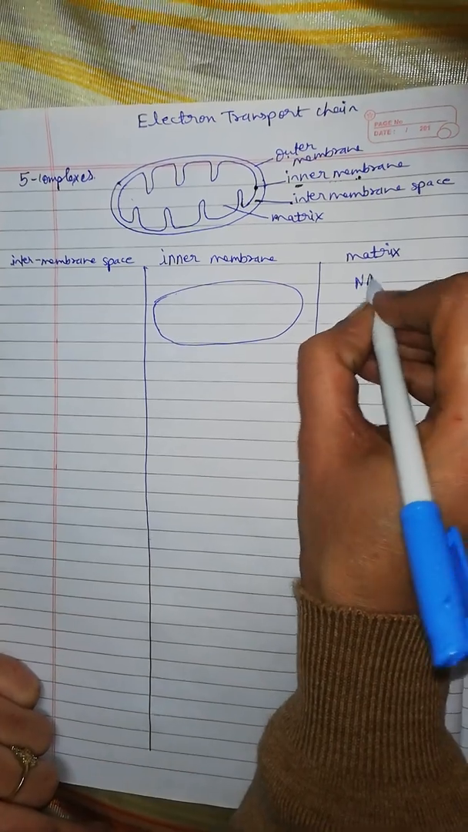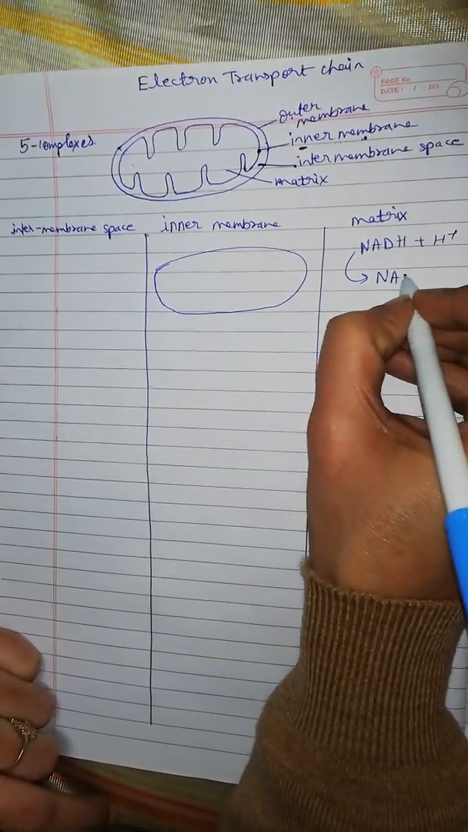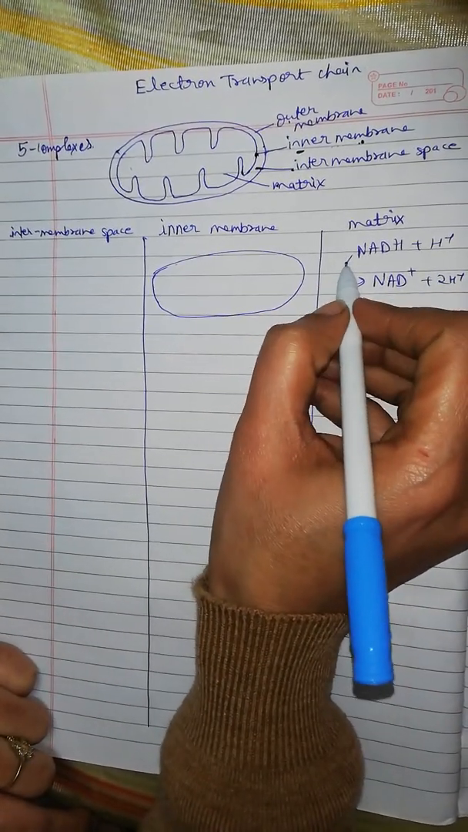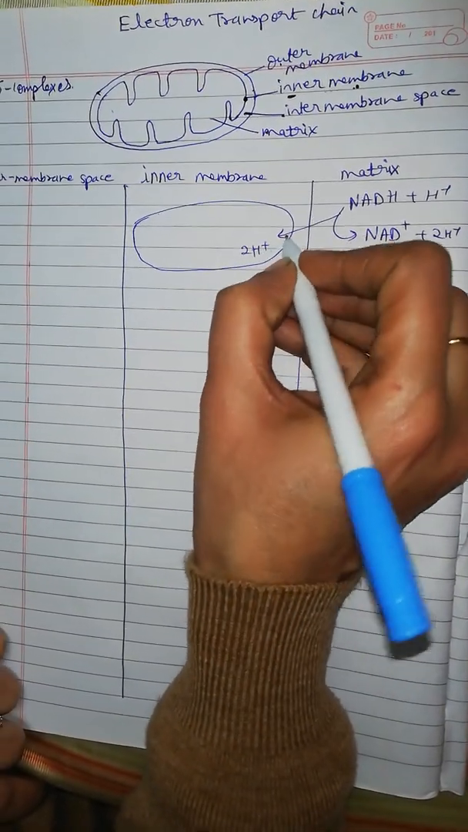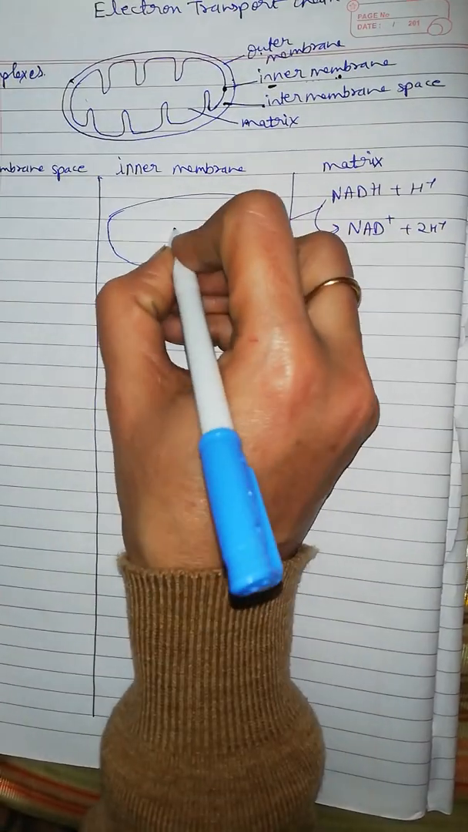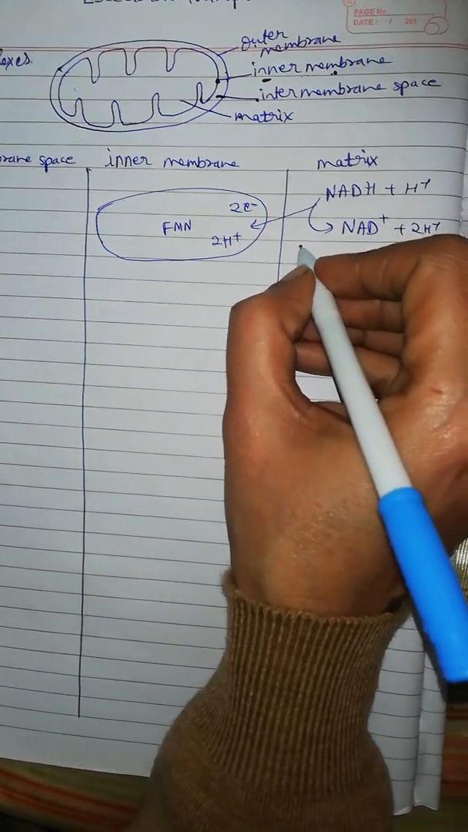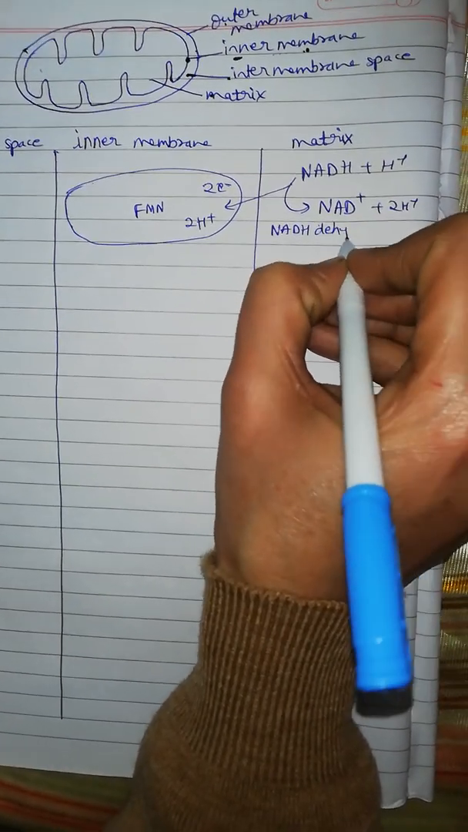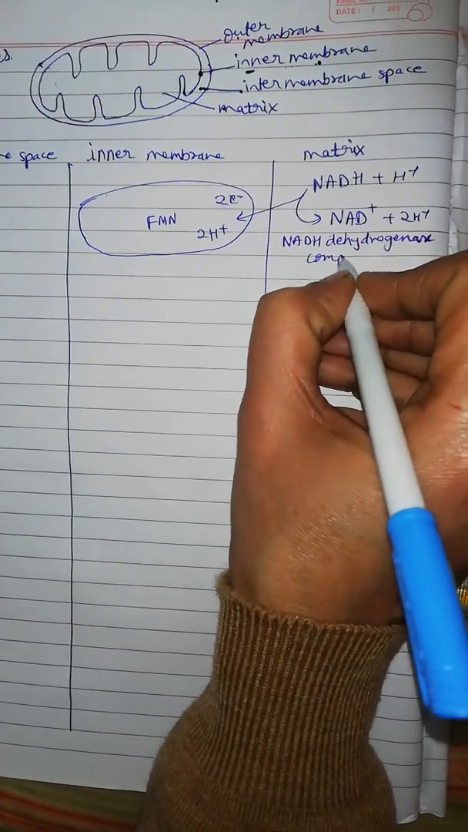So this NADH is oxidized to form NAD and 2 hydrogen ions. Now what happens? These hydrogen ions are picked up by complex 1 and 2 electrons are also generated. So this is complex 1, flavin mononucleotide. This is also known as NADH dehydrogenase complex. This is our complex 1.